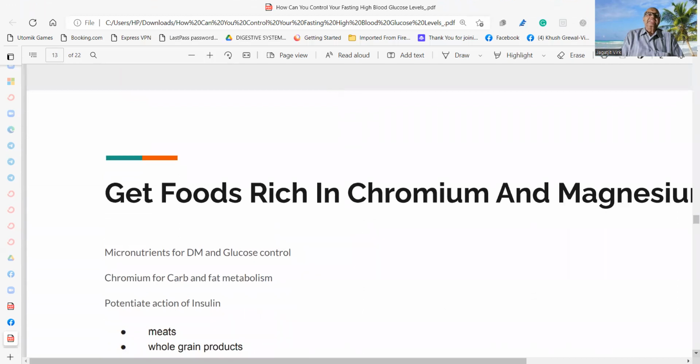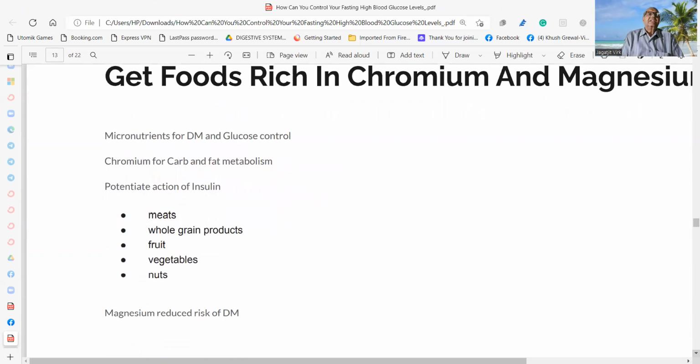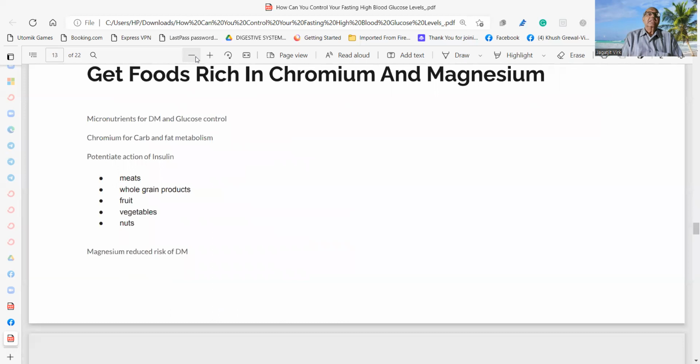Get foods rich in chromium and magnesium. Micronutrients for diabetes mellitus and glucose control. Chromium for carbohydrate and fat metabolism is essential, and potentiates the action of insulin. We can get this chromium from meats, whole grain products, fruits, vegetables, and nuts.